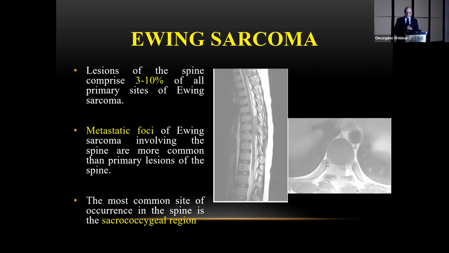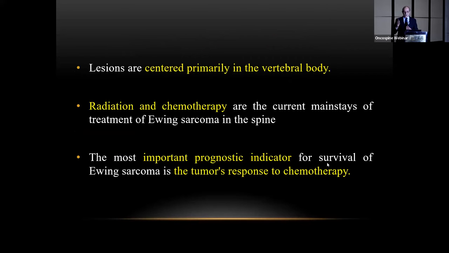Ewing sarcoma most commonly occurs in other parts of the body, and secondly in the spine. Metastatic foci of Ewing sarcoma in the spine are more common than primary ones starting in the spine, mostly in the sacrococcygeal areas. And the main point of prognosis is that they respond to chemotherapy. If they respond well to chemotherapy, then they will survive this problem.